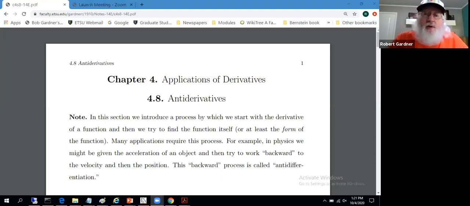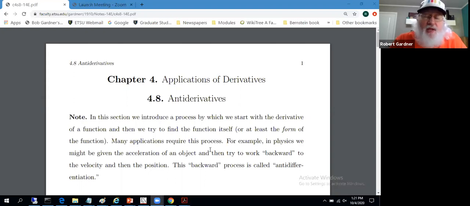On to the last section of Chapter 4 on antiderivatives. We're shifting gears a little bit and introducing a topic that'll play a big role in the fifth and final chapter of Calculus 1. So in this section, we introduce a process where we start with the derivative and work backwards to find the function which would have that given derivative.